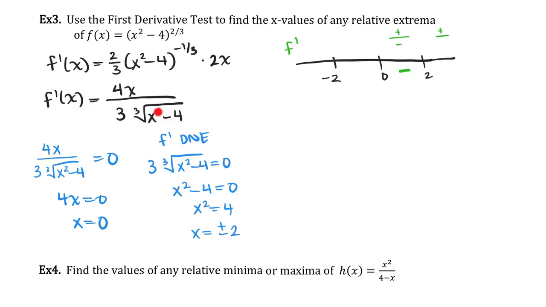If I plug in 3, 3 squared is 9, 9 minus 4 is positive, and if I cube root a positive, I get a positive. So positive over positive is positive. Okay, let's go backwards. Between negative 2 and 0, let's plug in negative 1.